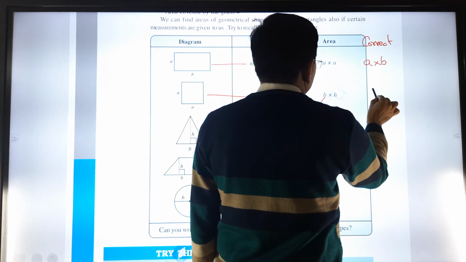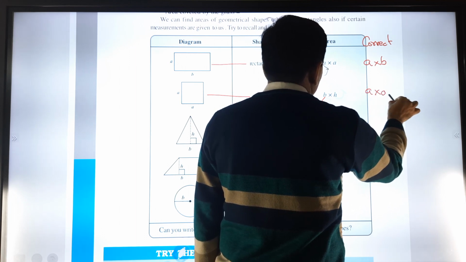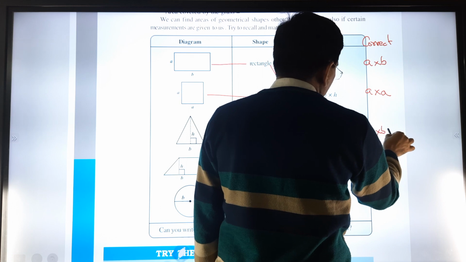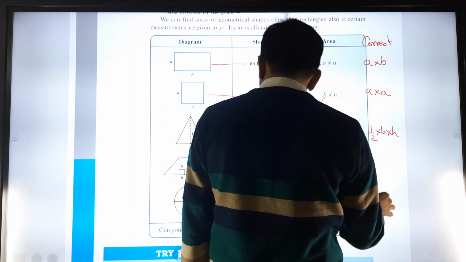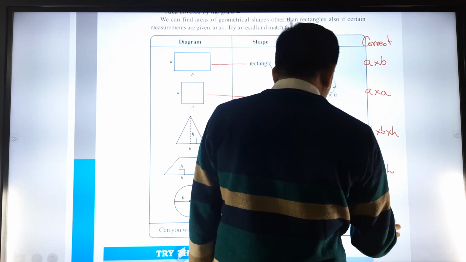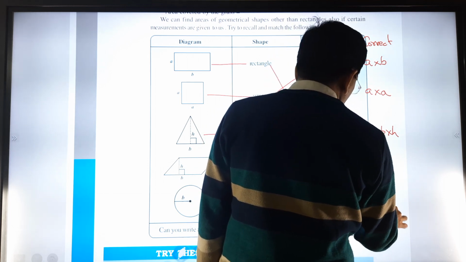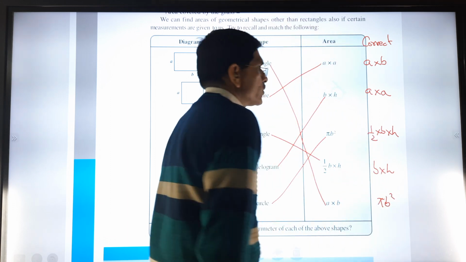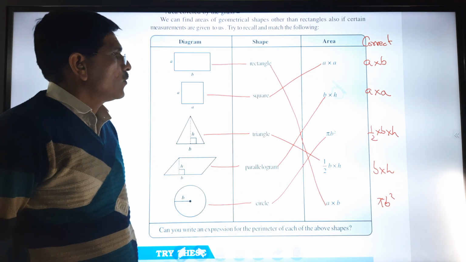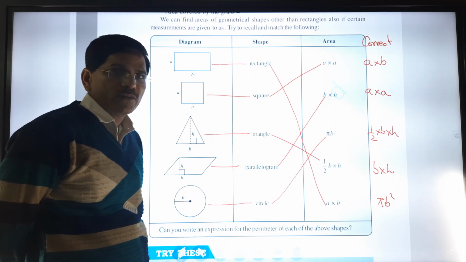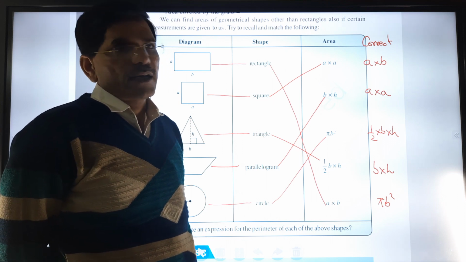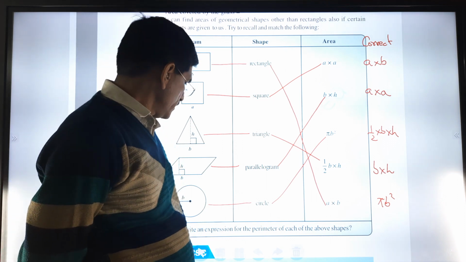What is the correct area? A into A. What is the correct area? Half into B into H. What is the correct area? B into H only. And what is the correct area? Pi B square. So I have written all the formulas which are correct with it.